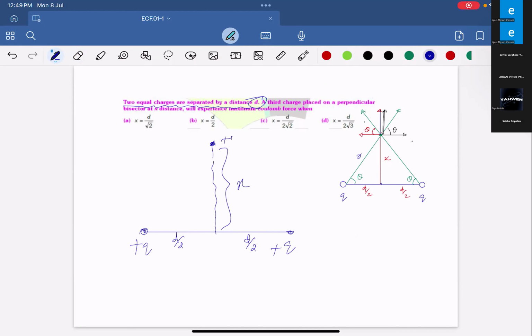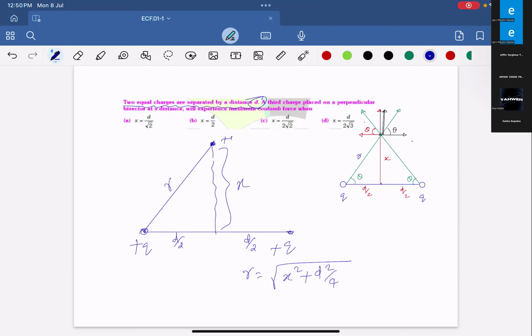Okay. So tell me, this distance can be called what now? This distance can be called r. I can call it by the name r. That r will be what now? Root of x square plus d square by 4, thanks to Pythagoras theorem.